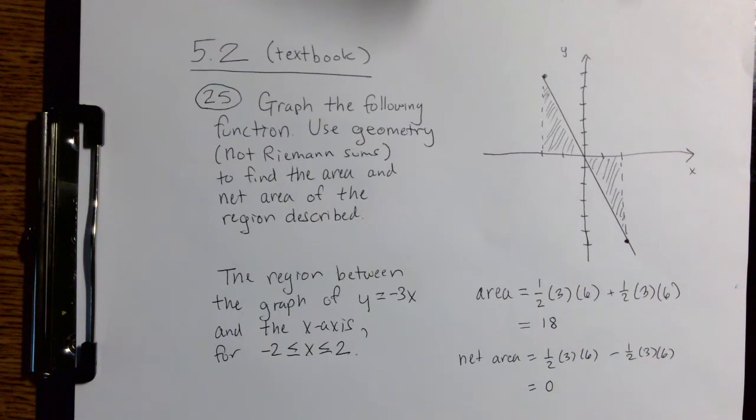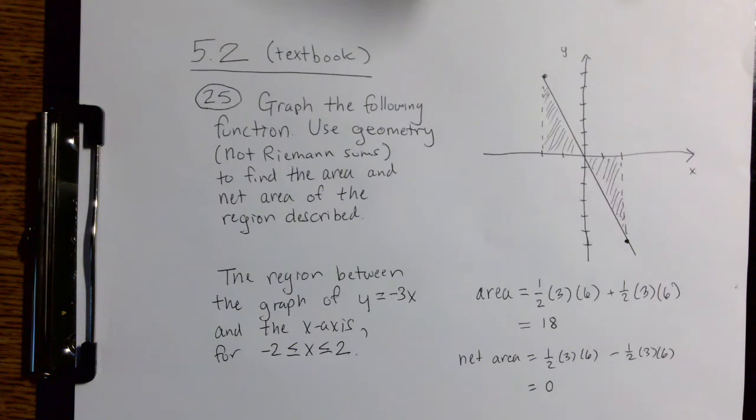When you see that instruction to use geometry, you're expected to do exactly what that says, which is to use familiar geometric formulas for area of a triangle, area of a trapezoid, area of a rectangle. Things that you either know or can easily look up to calculate exact areas, rather than estimate, which is what we do with Riemann sums. They're not asking for an estimation here.